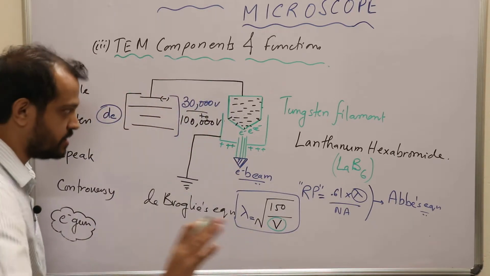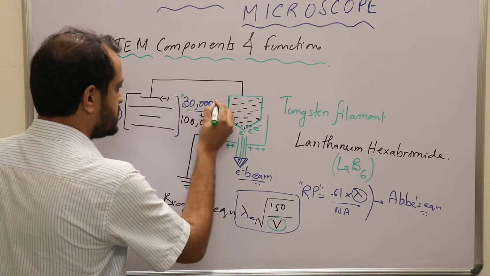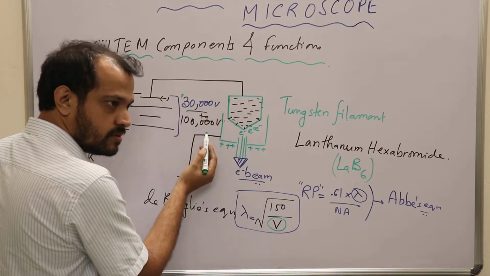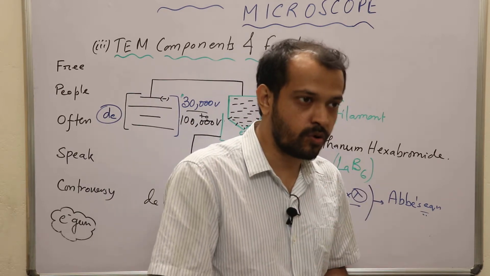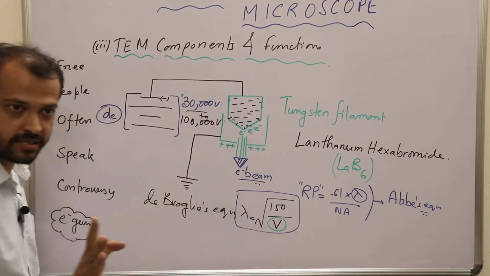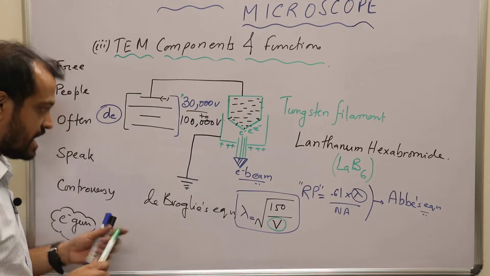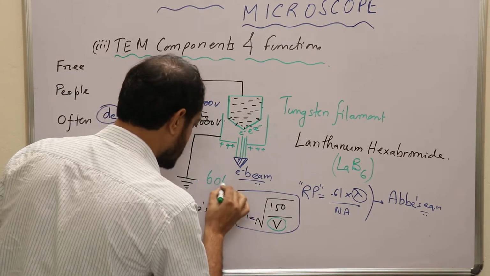Now listen with all your attention. We know the voltage ranges from 30,000 to 1 lakh volt. So what is the average voltage on which this electron gun works, right? We should know the average voltage. The average voltage is 60K.